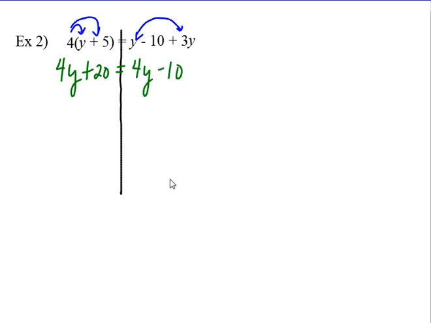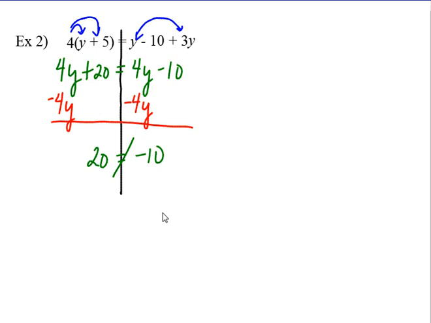Now at this point, you're starting to say both sides look a little bit the same, but yet different. They both have 4y in them. So let's get rid of that 4y by doing the opposite. That makes the y's go away, and then we're left with 20 equals negative 10. We know that not to be true, that is false. And since that's false, that's called a contradiction. This would be our proof, and our answer then would be no solution. That's what we would write.